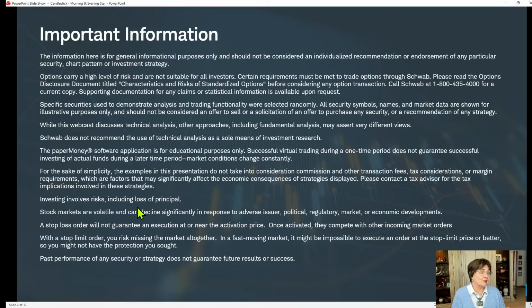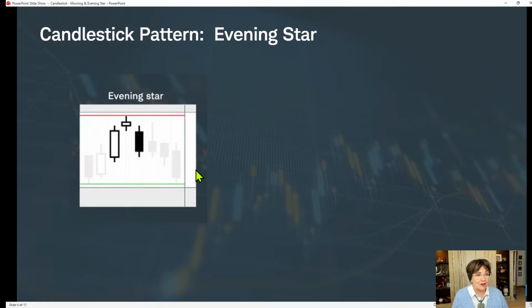We're going to look at a couple of examples on the charts today, and I just want to reiterate that everything that we discuss here is for general information purposes only, none of it to be construed as an individualized recommendation or endorsement of any particular stock, chart pattern, or investment strategy.